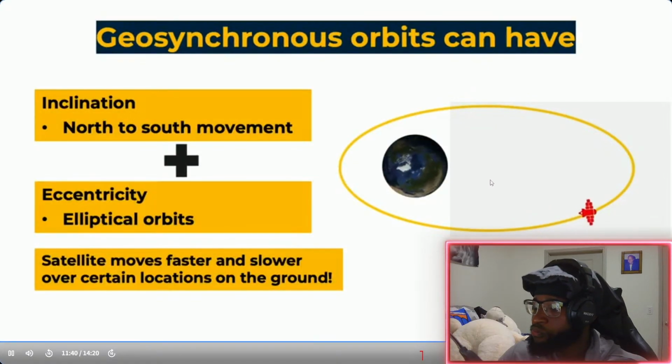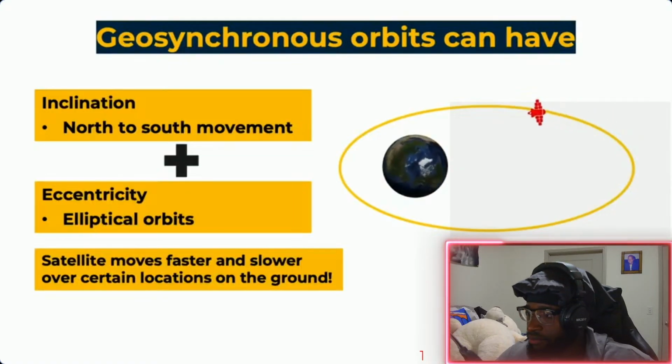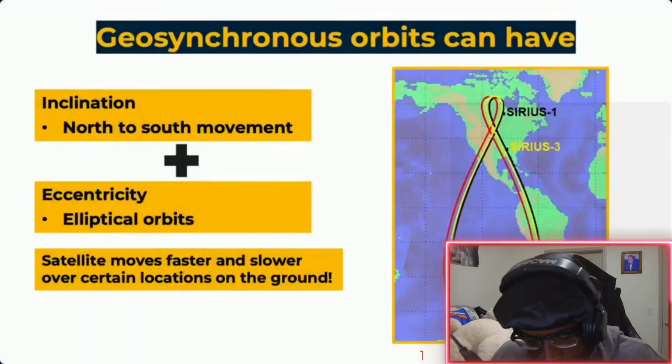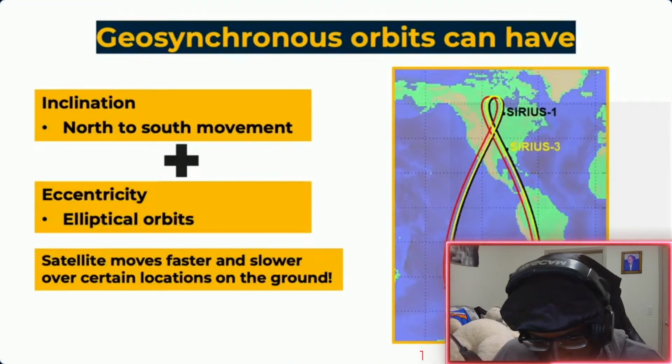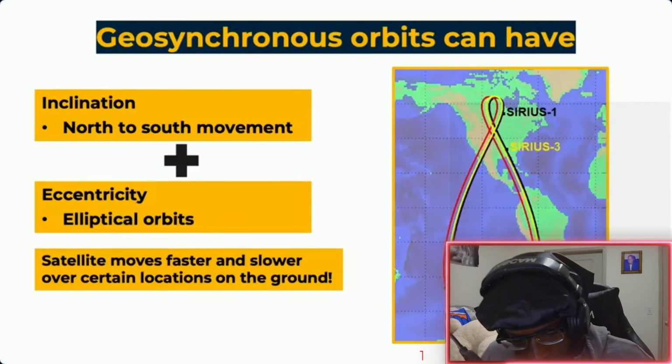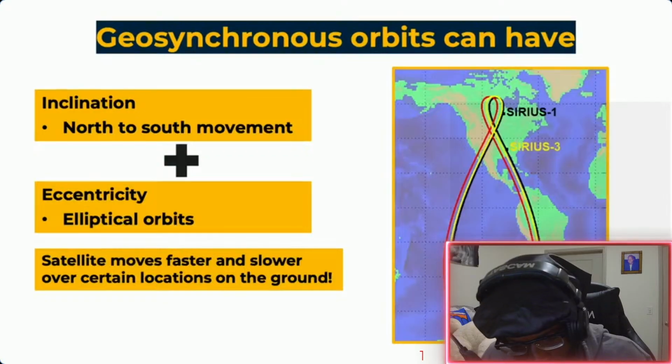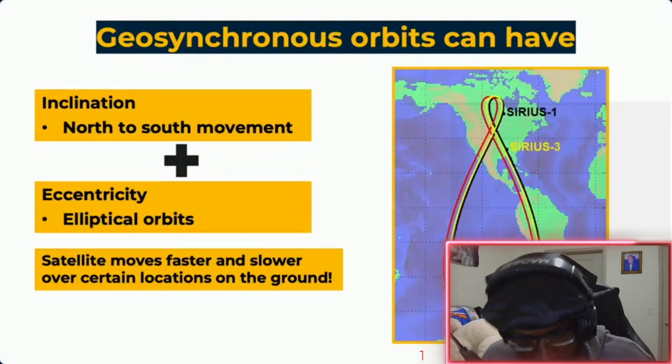You go really fast when you go close to the Earth and really slow when you go far away from the Earth. Satellites sometimes combine this inclination, tilting of the orbit, and this eccentric orbit to do interesting things. Sirius XM radio is satellite radio. What the Sirius XM satellites do is that there are 3 of them, and they are in geosynchronous orbits, but they are highly elliptical orbits, and they are inclined. So they go up to Canada, and then they go down.